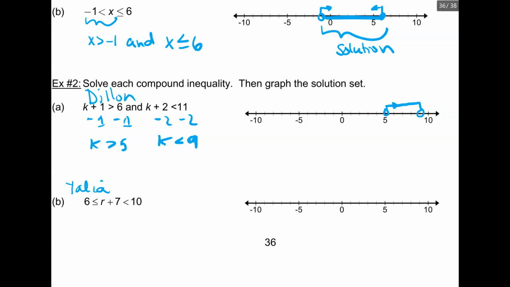Yeah. Alright, let's see. So k is greater than 5, so you have an open circle that goes to the right. K is less than 9, open circle goes to the left. And the solution is the part that's between them. Perfect. Yep, it's literally just that part.